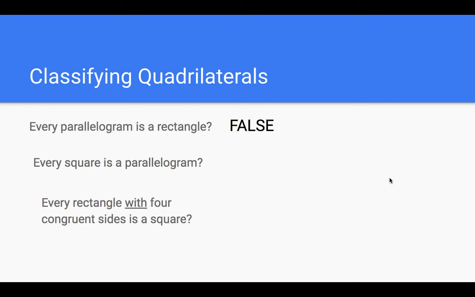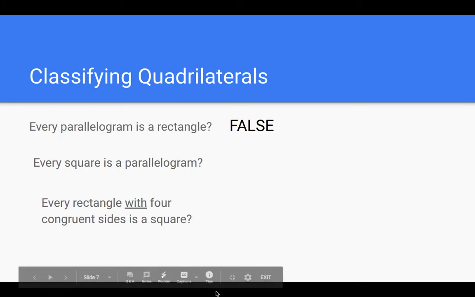That's false. Not every parallelogram is a rectangle. Rectangles have to have 4 right angles, and we saw parallelograms and rhombuses that didn't have right angles, so not all parallelograms are rectangles. Every square is a parallelogram.